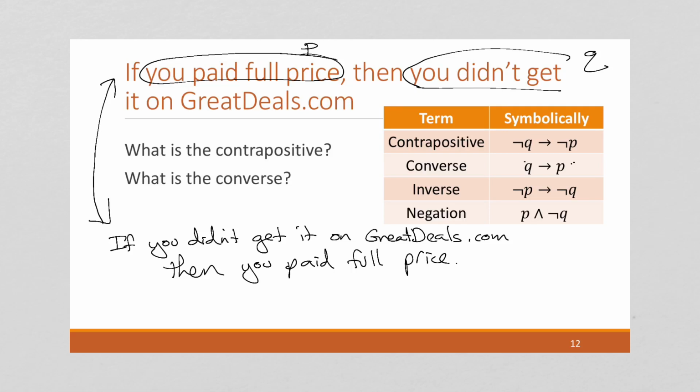Just because you didn't get it at greatdeals.com doesn't mean that you necessarily paid full price. For example, what if you got it on Amazon and you got a really good discount? Or what if you got it at a garage sale and you got a really good discount? Just because you didn't get it on greatdeals.com does not mean that you necessarily paid full price. So this is an example of how the converse is not equivalent to our original statement. It looks similar, but it's not the same. It's not equivalent.